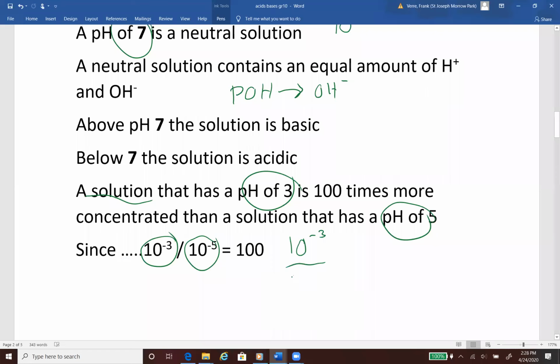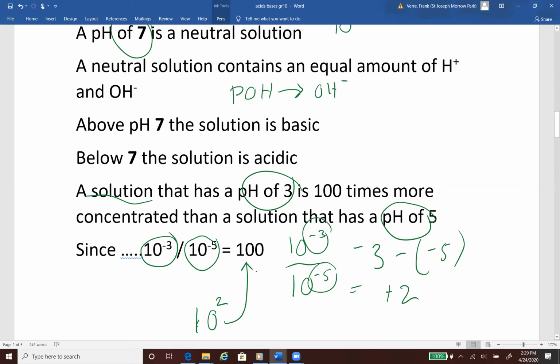When you divide 10 to the negative 3 by 10 to the negative 5, when you divide exponents, you subtract them. Okay? So you notice it's the same base, 10 and 10. So when I subtract the exponents, it would be negative 3 minus negative 5, which adds to plus 2. Okay? So the 10 to the negative 3 divided by 10 to the negative 5 would be 10 to the power of 2. Now, 10 to the power of 2 is 100. Okay? This is how you use the scale to figure out how many times stronger or weaker, you can do it the other way around, one solution is compared to another.